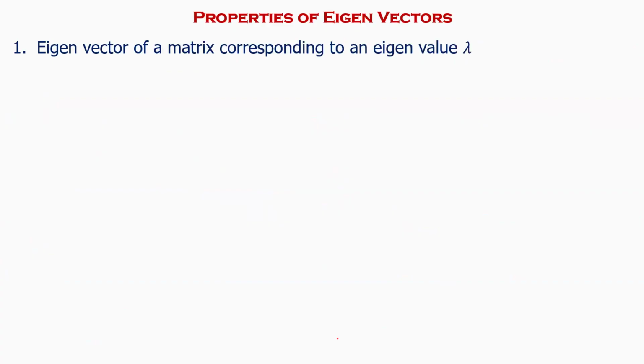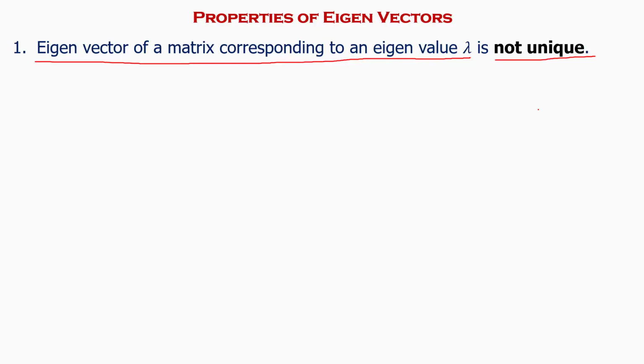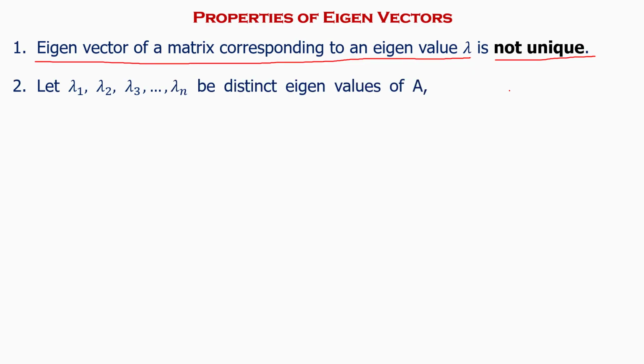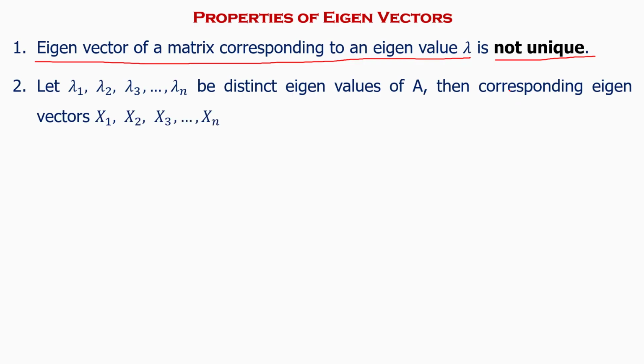Properties of eigenvectors. Now, we have already seen the properties of eigenvalues. Let us take some properties of eigenvectors. First property: the eigenvector of a matrix corresponding to eigenvalue lambda is not unique. It means that for one eigenvalue, we can get infinitely many eigenvectors. The second property: let lambda 1, lambda 2, lambda 3 up to lambda n be distinct eigenvalues of A, then the corresponding eigenvectors x1, x2, x3 up to xn are linearly independent.